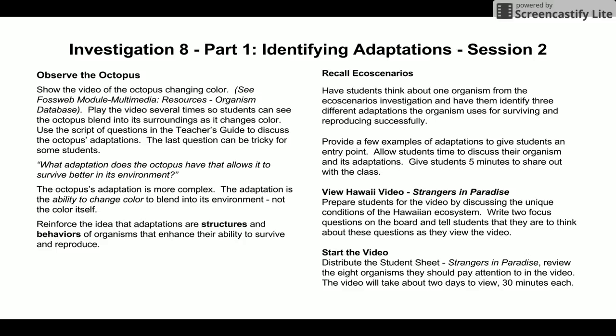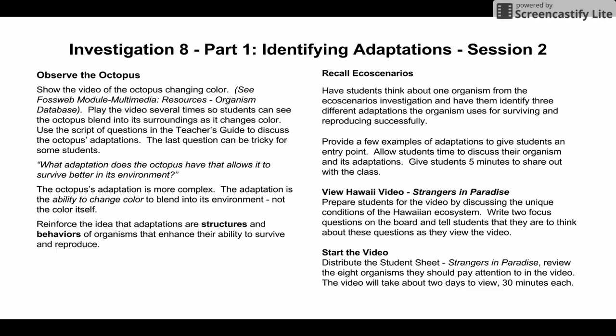Next, prepare students for a video called Strangers in Paradise. Begin by discussing the unique conditions of the Hawaiian ecosystem. From the teacher's guide, write the 2 focus questions on the board and tell students that they are to think about these questions as they view the video.